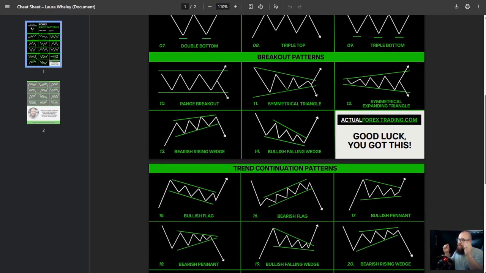And this symmetrical triangle, I guess the key characteristic is the resistance is diagonal and the support is diagonal, but they're getting closer and closer together. Okay, so if you look at number 11, the resistance, the line above, is coming down, the support below is coming up. So again, the price will get tighter and tighter between the support and resistance. With a horizontal channel like a range, the support and resistance is horizontal. It's going to just continue to move between the support and resistance until it breaks out. With a symmetrical triangle, it gets tighter and tighter and will eventually break out.